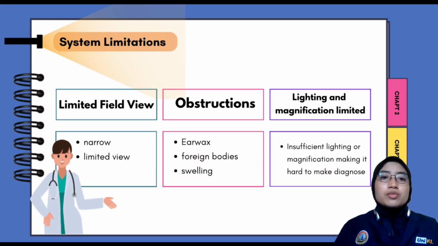Next, I'm going to present the limitations of otoscopy. First, otoscopy gives a limited field of view, which provides a narrow, limited view of the ear canal and eardrums, potentially missing peripheral pathology. Next is obstruction. Earwax, foreign bodies, or swelling can obstruct the view, making it difficult to perform thorough examinations. Lastly, there is limited light and magnification. A standard otoscope may have insufficient light or magnification, making it hard to identify subtle abnormalities.